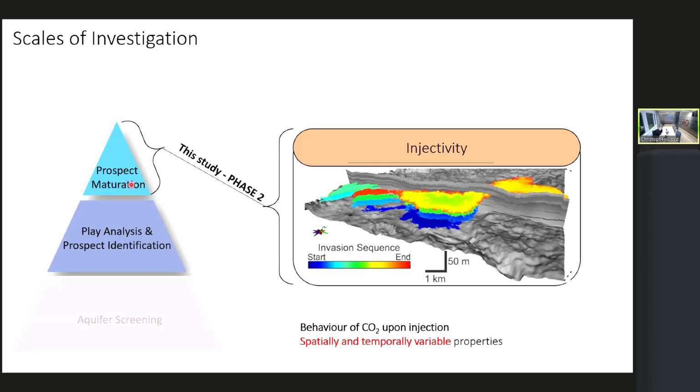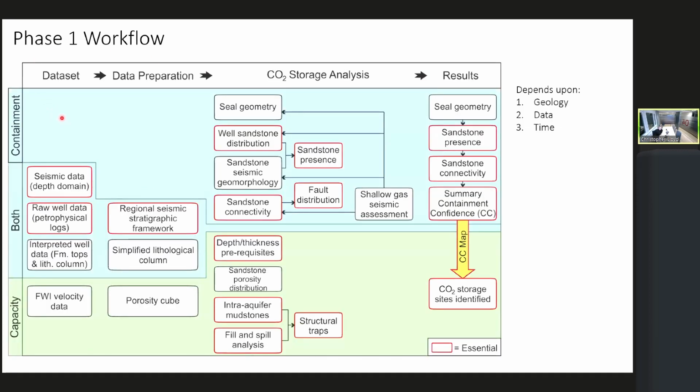So I'll be taking you through these stages, but just to start with the phase one, so looking at containment and capacity. This is the workflow that we use, and I'll take you through the data set that we used, then go through how we prepared the data ready for the main analysis, and then finally the results. I'll start going through the containment, and then I will move on to the capacity.